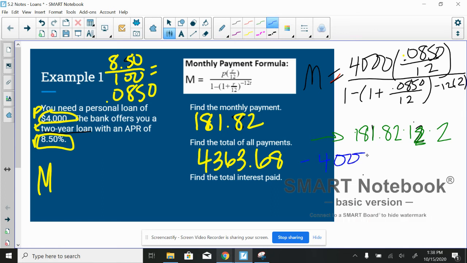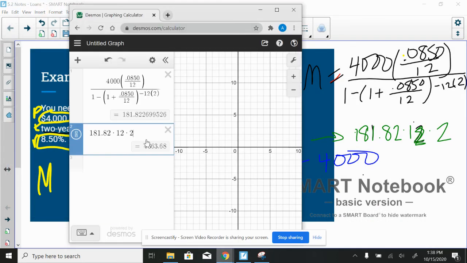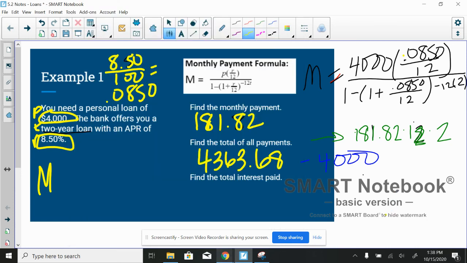You could use this on the calculator. You don't really need to. This one's pretty easy. The total interest paid, or the total finance charge, is $363.68. Find your monthly payment, find your total of all payments, and then you're going to subtract your original loan amount to find total interest paid.